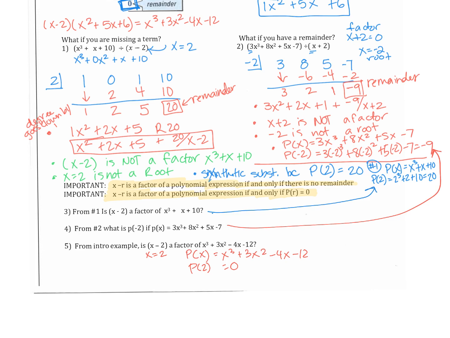Let me erase that so I can make it really clear, you guys. If I took a moment and I did 2 cubed plus 3 times 2 squared minus 4 times 2 minus 12, I would get 0. That's what synthetic substitution is. And it has the same answer I get when I do synthetic division. They go hand in hand, and they're very useful tools as we move into higher mathematics. Thank you.